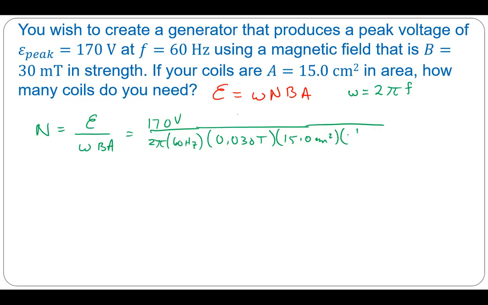Oh, and Joe, also your units are wrong, because we were given 30 milliteslas, and we need to convert that to teslas. And the same with the 15 centimeters squared. The 1 over 100 is what's squared, because we need to cancel both the centimeters and centimeters squared.